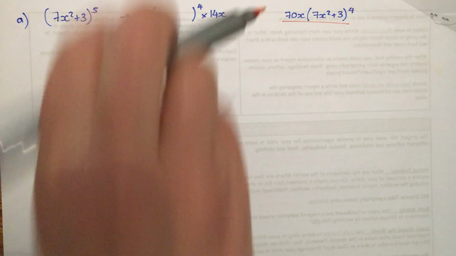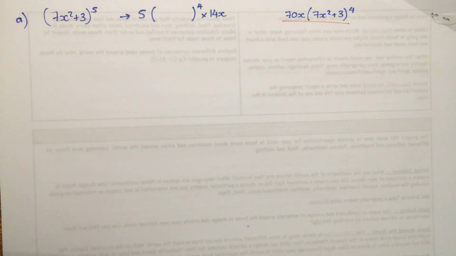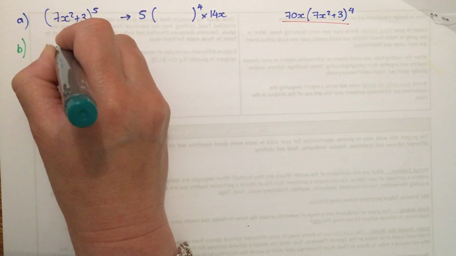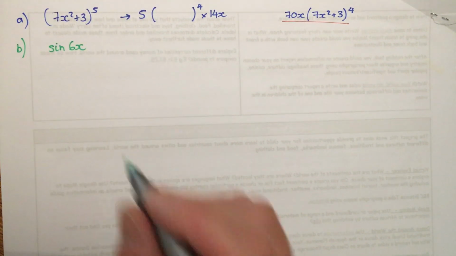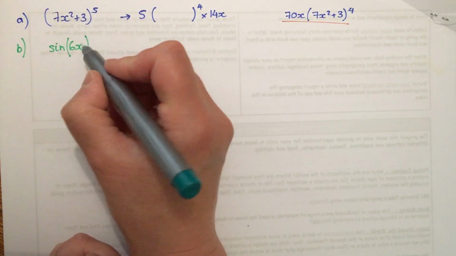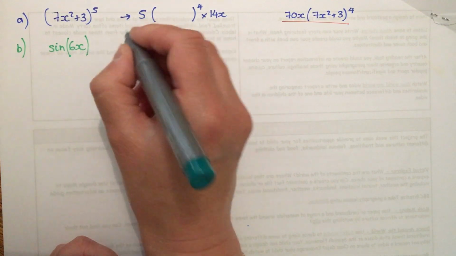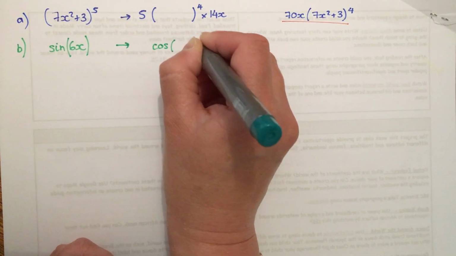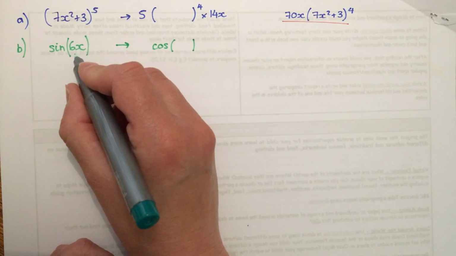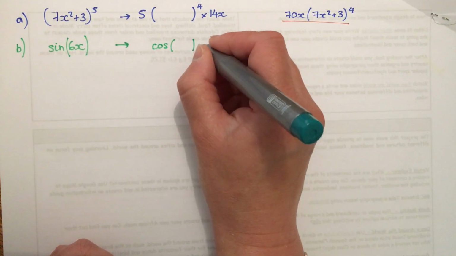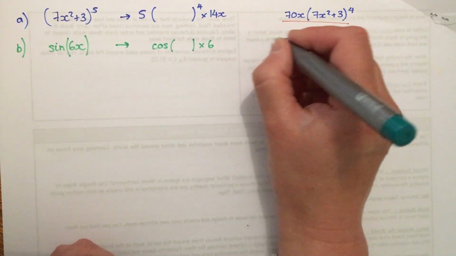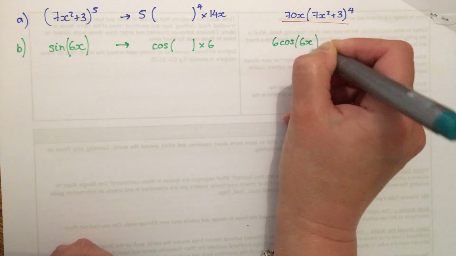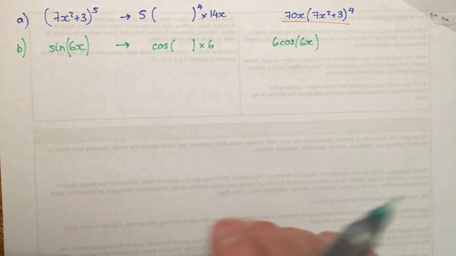For question 2, we had sine 6x. So remember, for this type of question, this is my something. So I've got sine something. If you differentiate that, you get cos something. But it's not a something, it's a 6x, so you also have to differentiate that. And if I differentiate 6x, I get 6. So my final answer is 6 cos 6x. You do not have to have that bracket there.